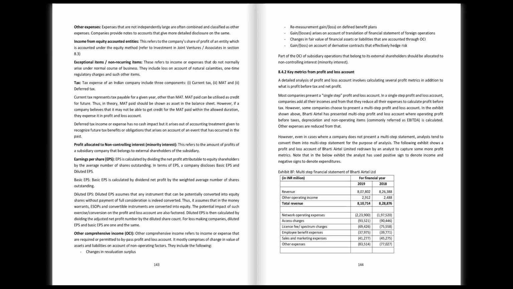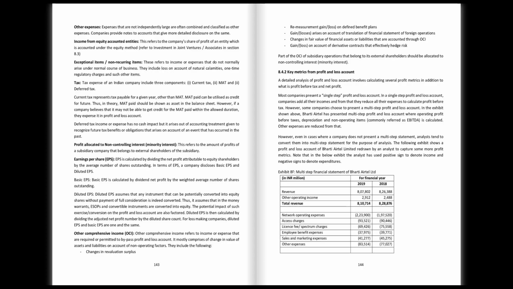Diluted EPS. Diluted EPS assumes that any instrument that can be potentially converted into equity shares without payment of full consideration is indeed converted. Thus, it assumes that in the money warrants, ESOPs, and convertible instruments are converted into equity. The potential impact of such exercise or conversion on the profit and loss account are also factored. Diluted EPS is then calculated by dividing the adjusted net profit number by the diluted share count. For loss-making companies, diluted EPS and basic EPS are one and the same.